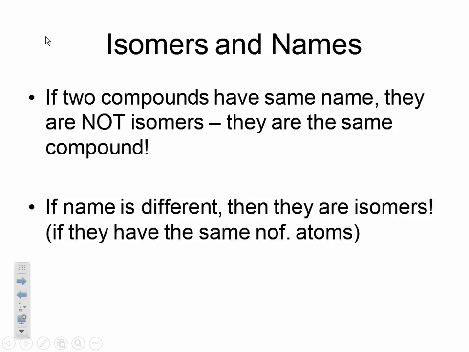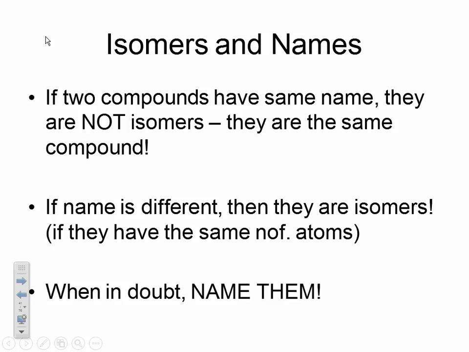So my default is, if you're not sure if two compounds are isomers of one another and you have a structural formula, name them. If they get the exact same name, then they're not isomers. They're just the same thing, drawn slightly different ways. But if they get different names, then they are isomers, if they have the same number and type of each atom, of course.